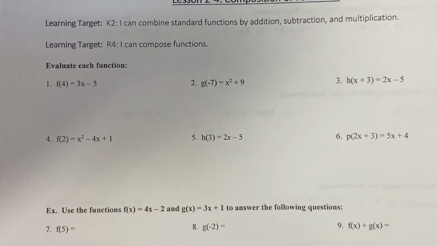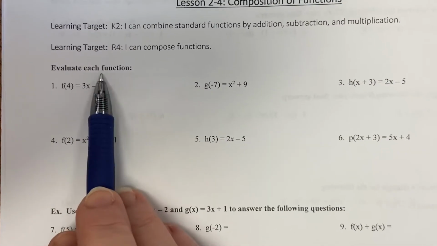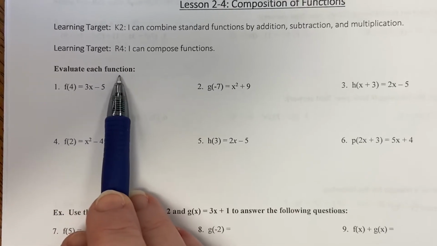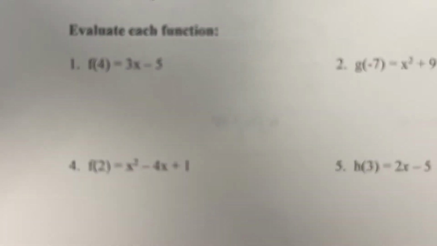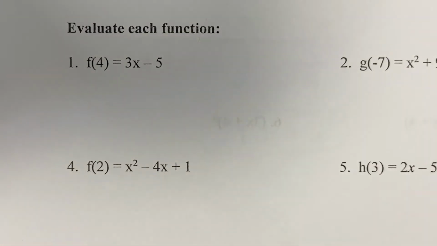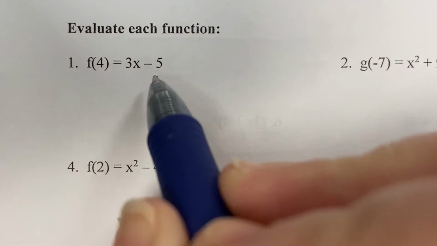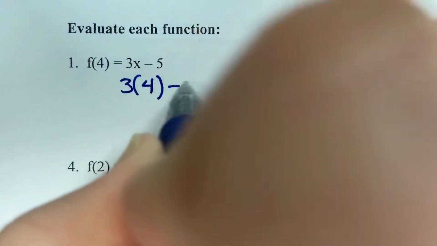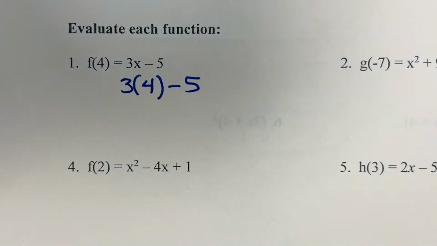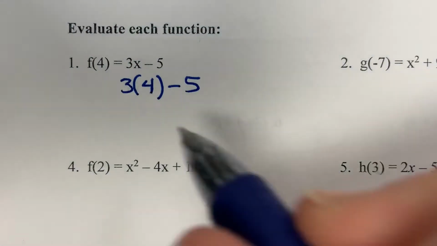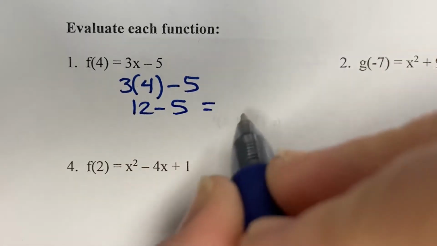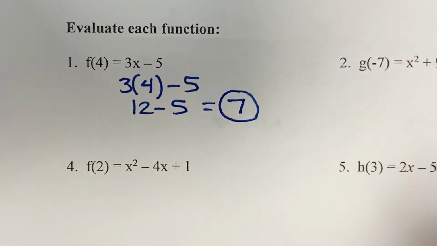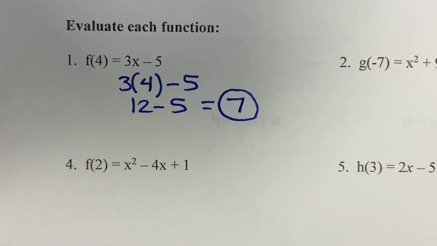All right, so with this section right here, it says evaluate each function. Well, to evaluate each function, you're literally substituting in whatever they have in parentheses. So when this says f of 4, I'm substituting 4 in for x. So 3 times 4 minus 5. Well, that's 12 minus 5, which is 7. So f of 4 is 7.